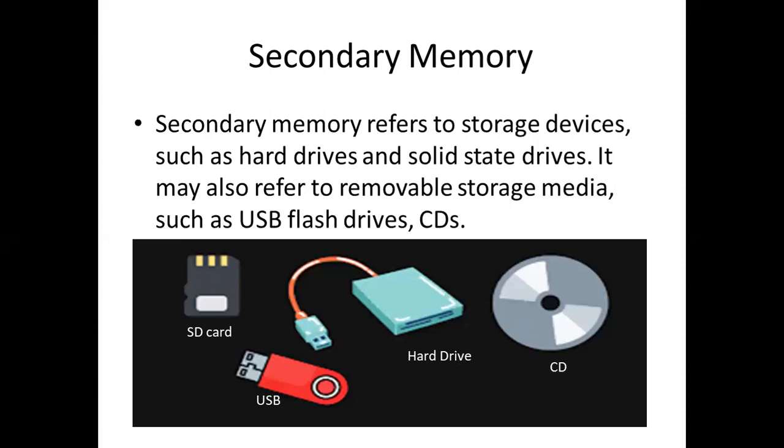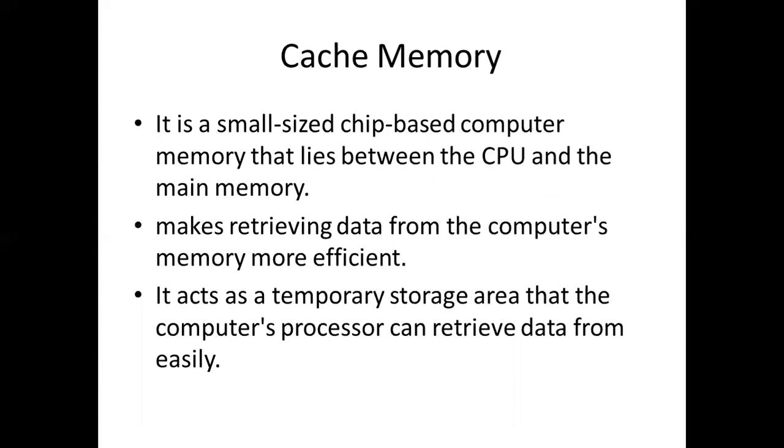Okay, so we need now to move to another memory. Remember when we saw on that computer memory, we saw we have registers, we have cache, we have primary, secondary. We have spoken about the primary and the secondary. So let's go to the next memory, which is called cache memory.